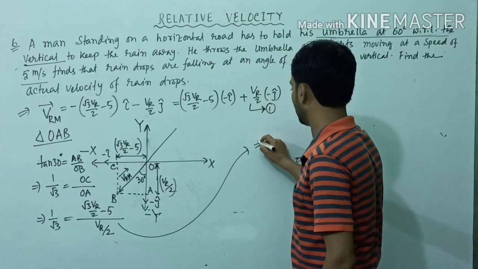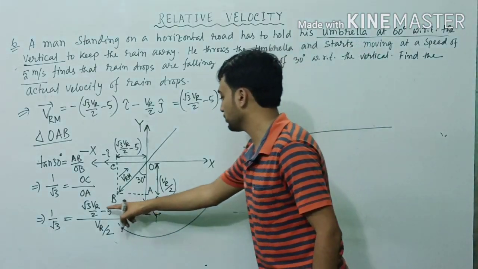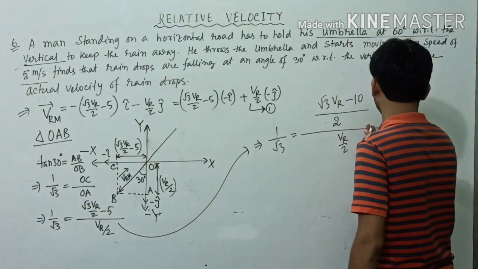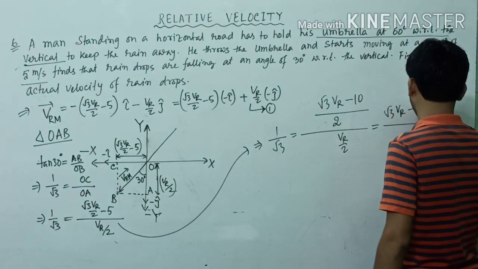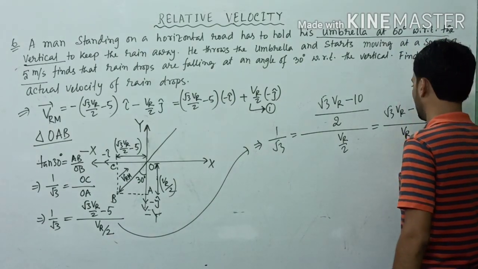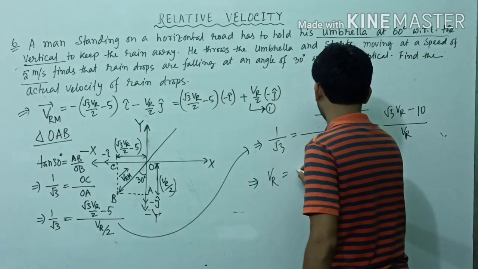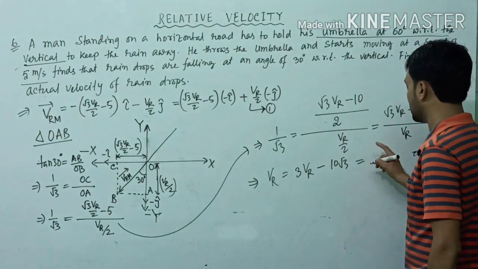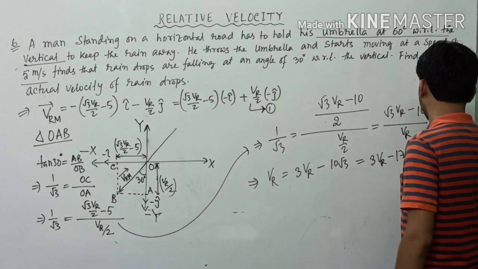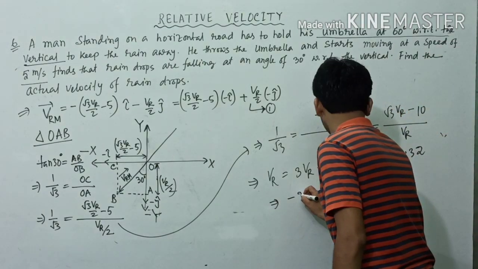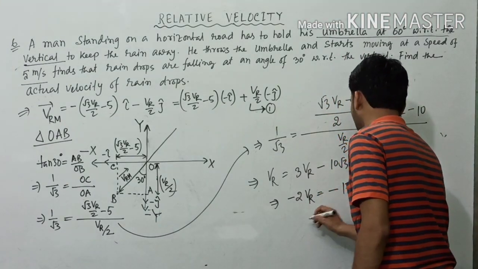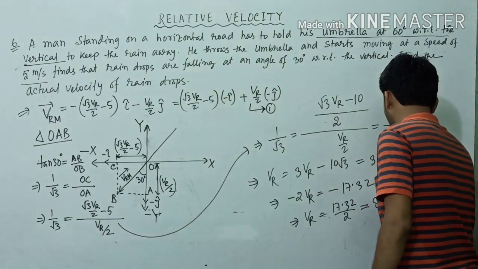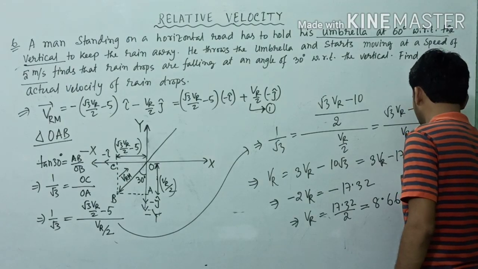Now from this line we will get 1 by root 3 is equal to, so in the numerator we can do LCM, root 3 VR minus 10 divided by VR by 2. This equal to root 3 VR minus 10 divided by VR. Now you cross multiply, you will get VR is equal to 3 VR minus 10 root 3. What is the value of root 3? 1.732 multiplied by 10, it will be 17.32. 3 VR minus 17.32 implies minus 2 VR is equal to minus 17.32 implies VR is equal to 17.32 divided by 2. This is equal to 8.66 meter per second.